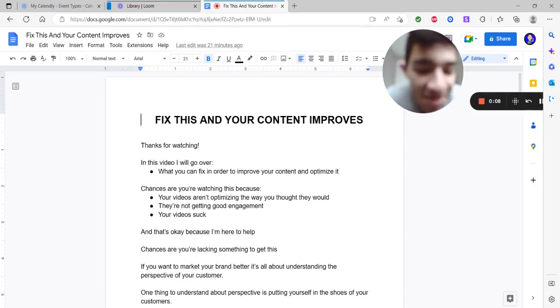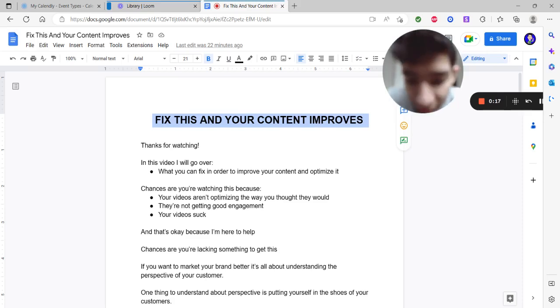I'm probably gonna have this to the usual markup, but today I'm gonna be talking about how you can fix your content with this one little tweak in your approach, and not just your content, but your entire marketing strategy.